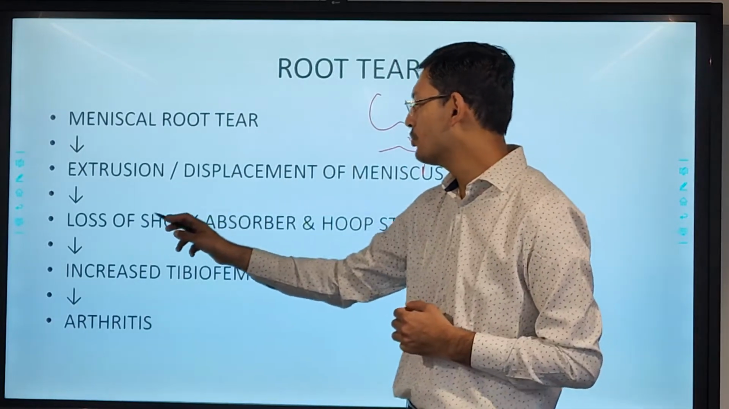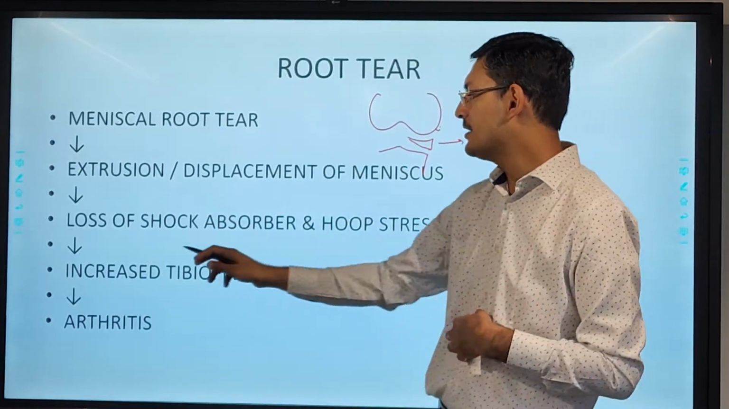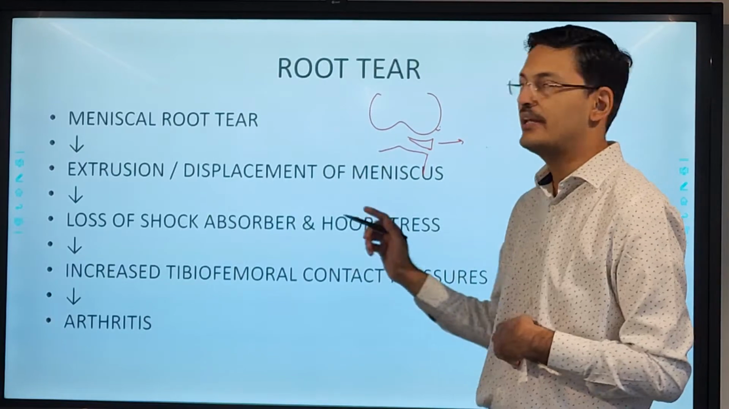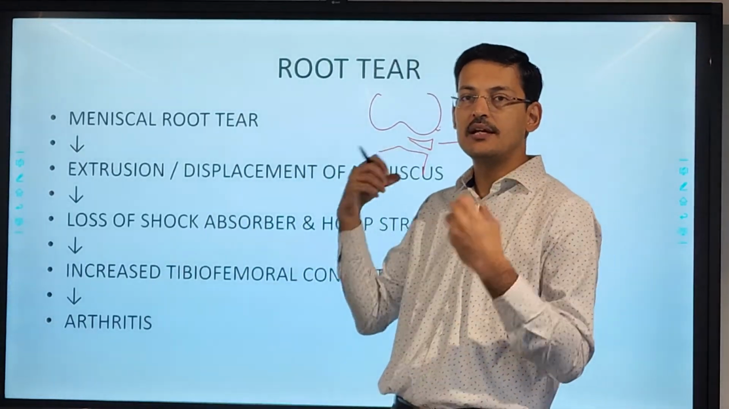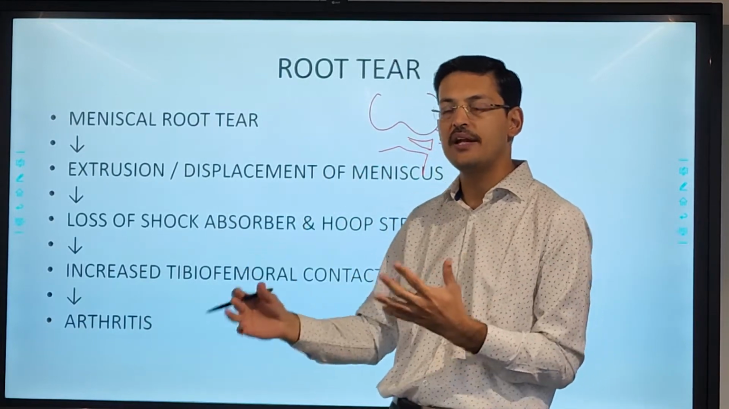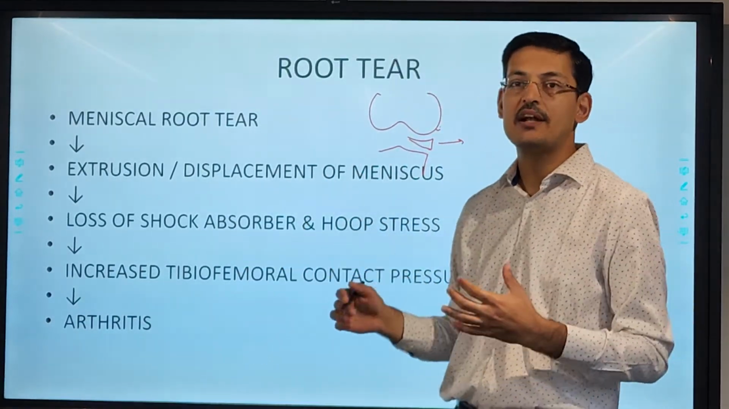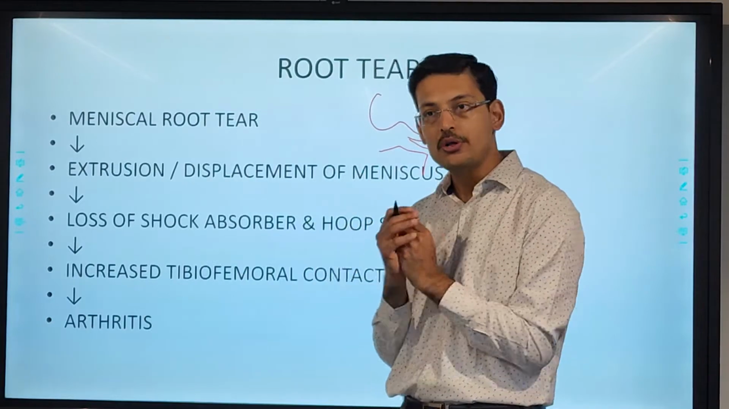Now this leads to loss of shock absorber and hoop stresses, and it leads to tibiofemoral contact pressure increase, leading to arthritis. So this is how it starts. So this thinking, this pathophysiology should be very clear in our mind, that how it starts and what we can do to prevent or reduce it.